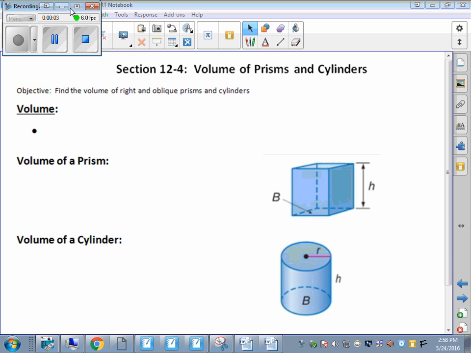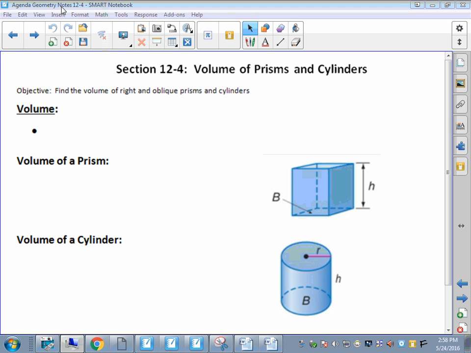Hello, everybody. Let's talk about section 12.4, volume of prisms and cylinders. So we're halfway through chapter 12, and we've done surface area and lateral area. And now we're going to start talking about volume.